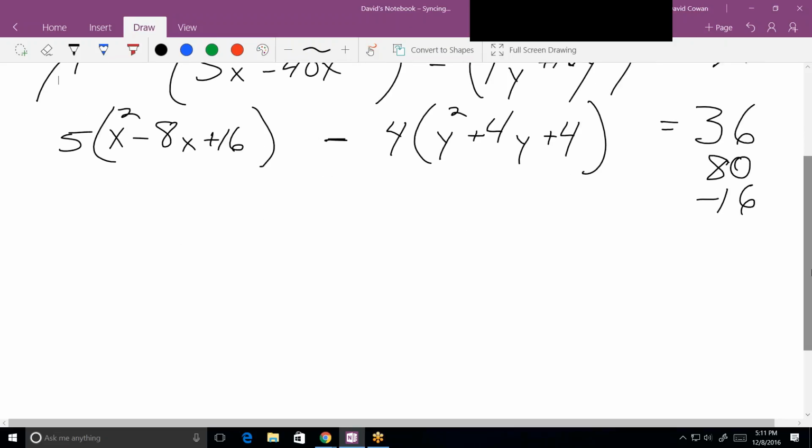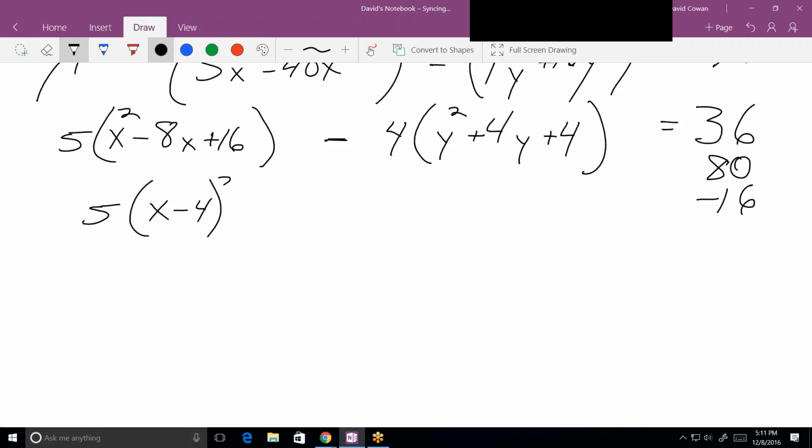So the next term would be 5x minus 4 squared, minus 4y plus 2 squared equals 100. Okay, next step. Divide by 100. Okay, so what's the next line?